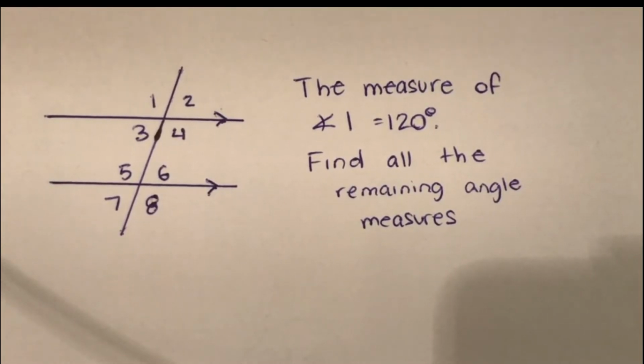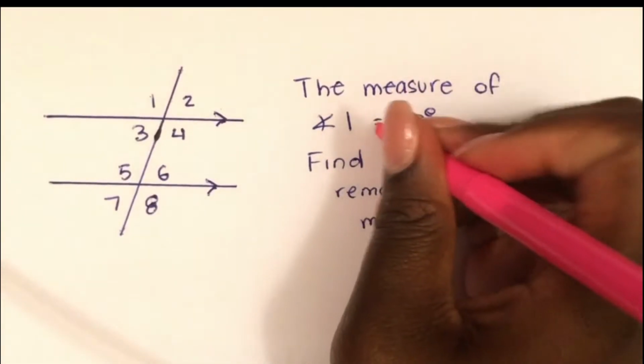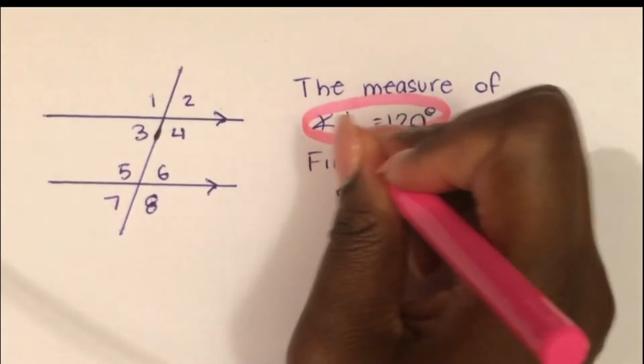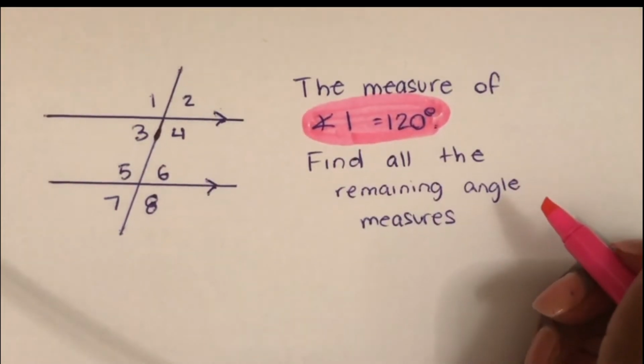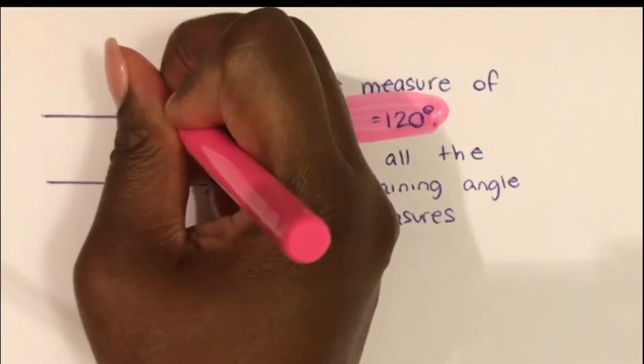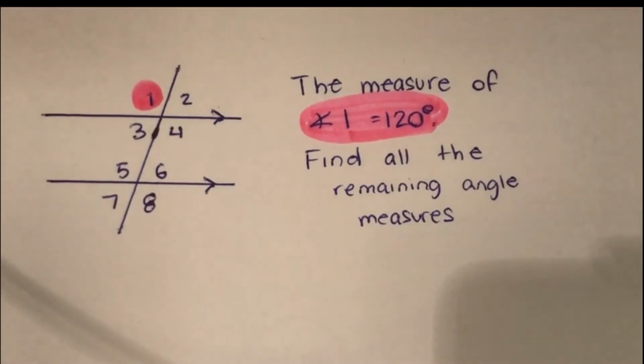All right, so the problem says the measure of angle 1 is equal to 120 degrees. Find all the remaining angle measures. They gave us the measure of angle 1, and they said angle 1 is equal to 120. So I'm going to highlight that piece of information. I'm also going to highlight it on my diagram. And here comes the cool trick.